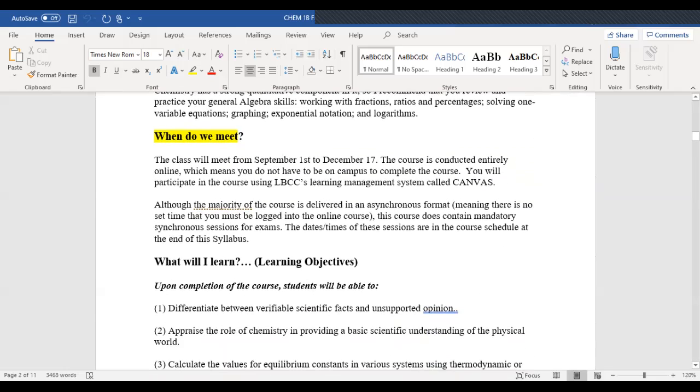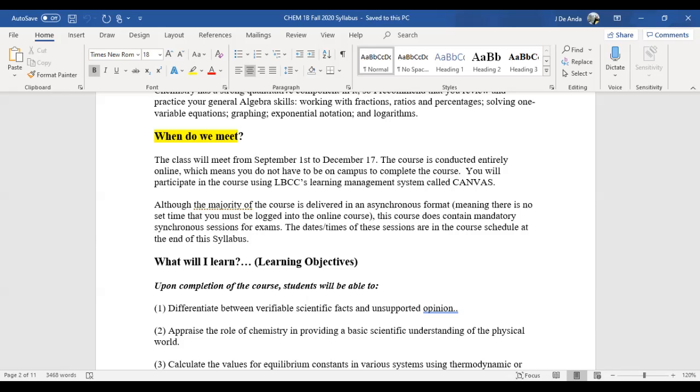When do we meet? Believe it or not, I think some students are still not understanding that classes delivered online are asynchronous. Now, you may have some professors who are having you meet on specific days and times live. Here in the physical science department, we're trying to avoid that. So all of the course material is delivered in what's called an asynchronous format. That means you don't have to be logged in at a specific day and time to go over the topics, okay? You are on your own. You have to plan out your schedule. I'm going to help you with that.